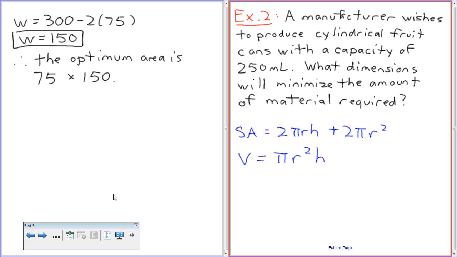Yeah, Chris, go ahead. Well, I was thinking because it says with a capacity of 250, isn't that volume? Yeah, definitely. So we are going to use volume to substitute. But what variable are we going to get rid of in surface area? R or H?